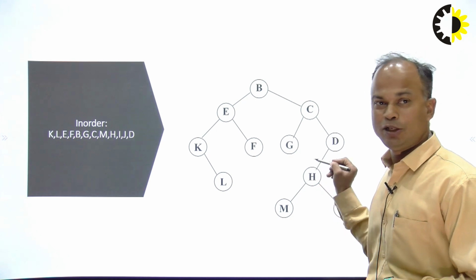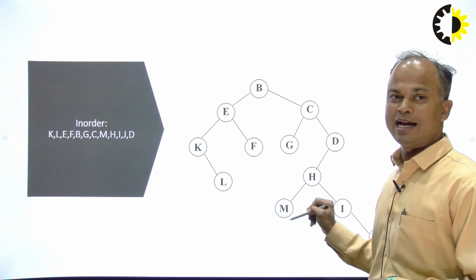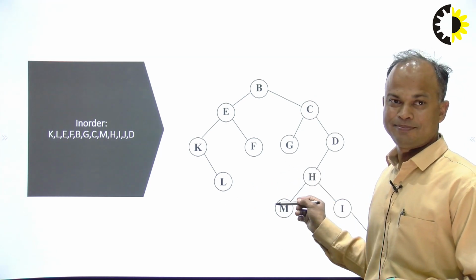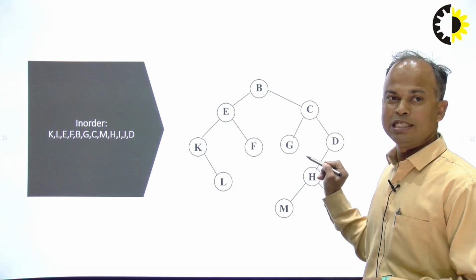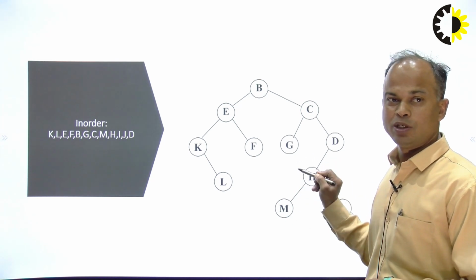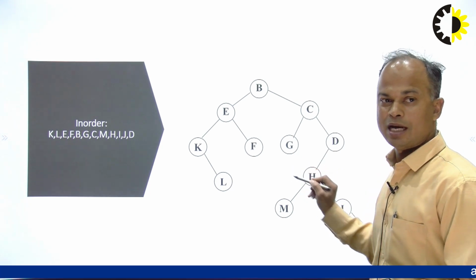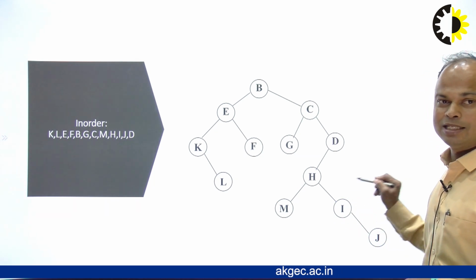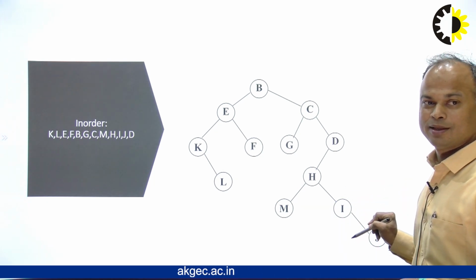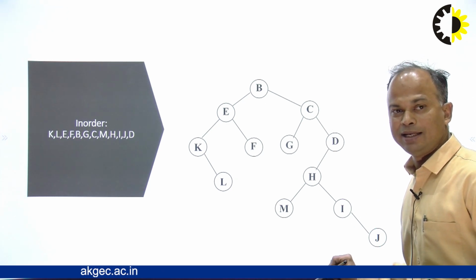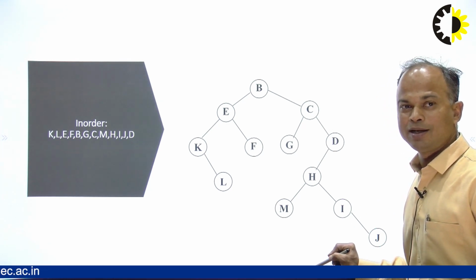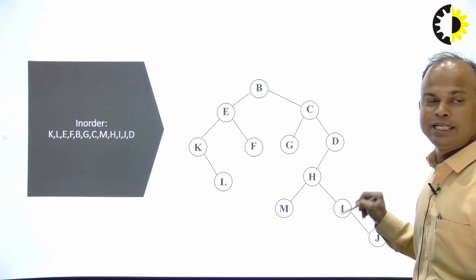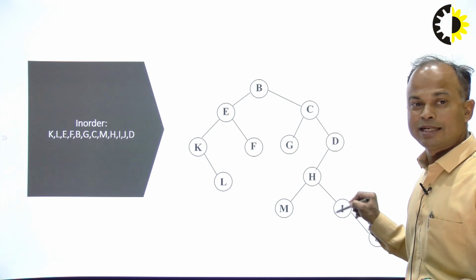Before the root, we need to visit the left part. We are here at M. There is no left part of M, so we need to visit M. After visiting M, go one step upward. We need to visit the root. We are visiting H. Now we are visiting the right subtree. I is the root of the right subtree. There is no left part of I, so we are not going to the left part. We are visiting I. After visiting I, we need to visit J. J is my right part.